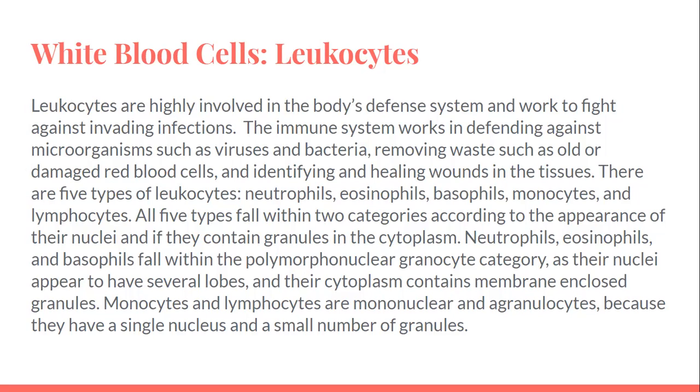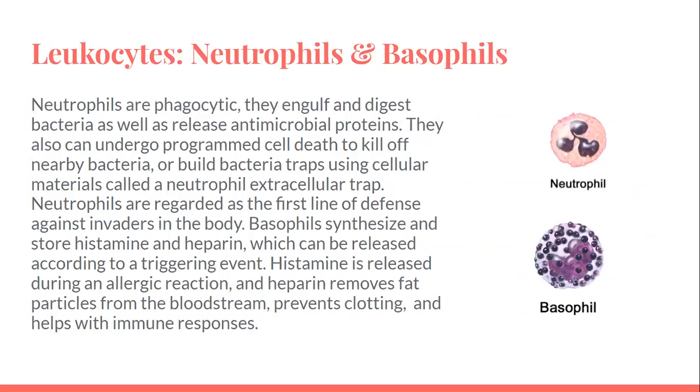Neutrophils, eosinophils, and basophils fall within the polymorphonuclear granulocyte category. Their nuclei have several lobes, and their cytoplasm contains membrane-enclosed granules, and a lot of them. And then we have our monocytes and our lymphocytes, which are mononuclear, which means they have one nucleus, and agranulocytes, because they do not have that many granules in their cytoplasm.